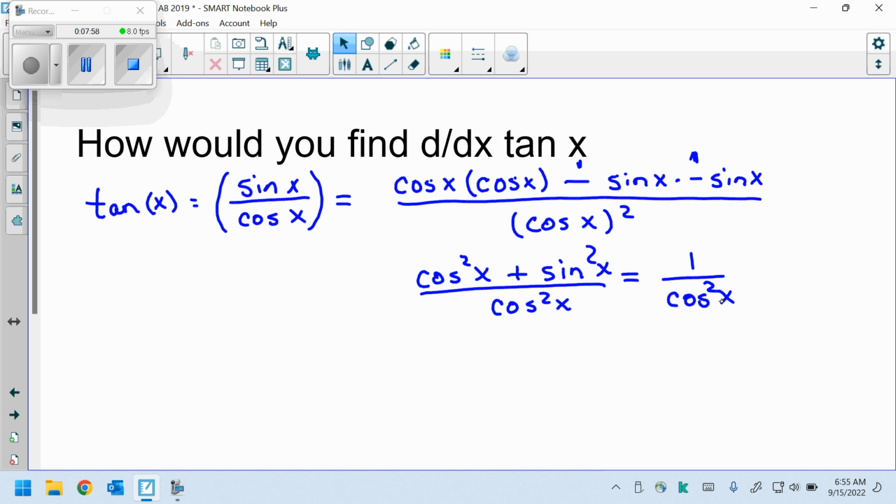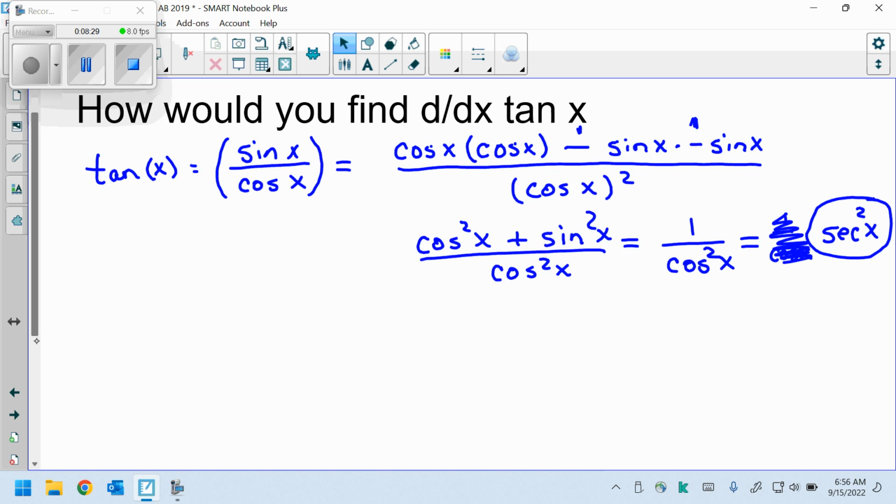We have found the derivative of tangent. Now, this is written differently when you look on the table that we're going to refer to shortly. We know 1 over cosine is secant, right? So this is 1 over cosine, or secant, times secant. So I'm going to call this secant squared of x. That is the derivative of tangent.